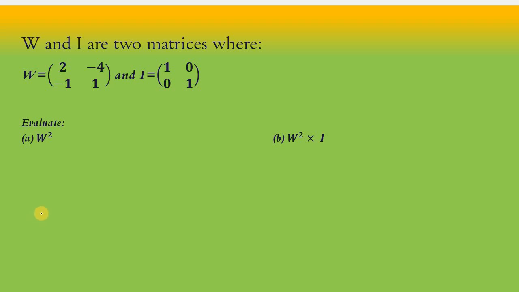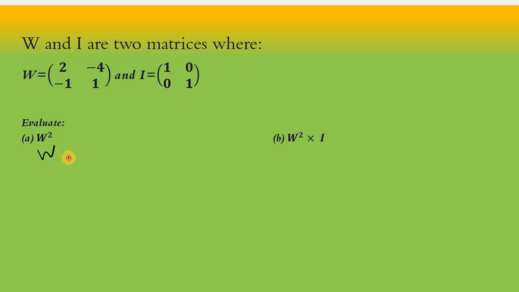So you see a problem like this on your exam paper and you're wondering, how do I attack this question? We are given two matrices and we're asked to evaluate the square of one of them, and that probably confuses you a bit because you're thinking, should I multiply the entries by themselves or do I multiply the matrix by the matrix? Well, only one of those is correct, and it's the latter. You should multiply the matrix by itself.